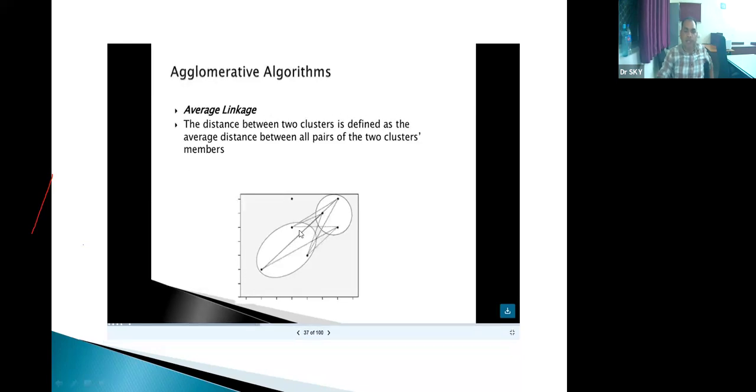Now come to average linkage. We take the distance of every point of one cluster to every point of the other cluster. So we start from, say, here: the distance from this point to this point, from this point to this point. Then from this point to this point, this point to this point. Then from this to this one, this one, this one, and we take the average of all these distances. So the distance between two clusters is defined as the average distance between all pairs of the two clusters' members.